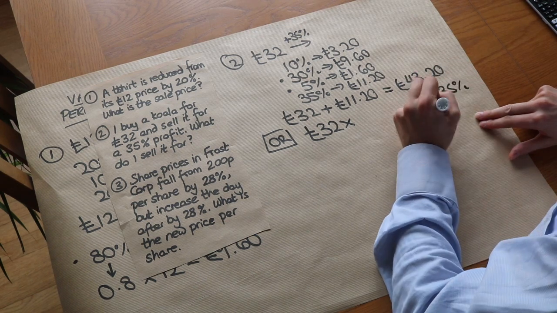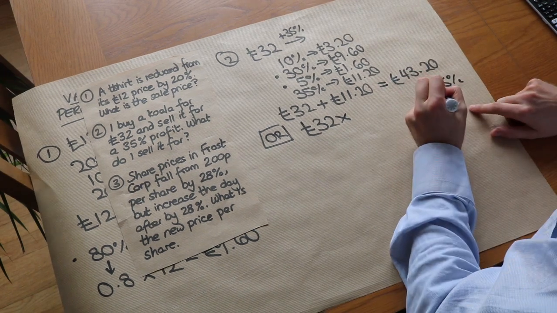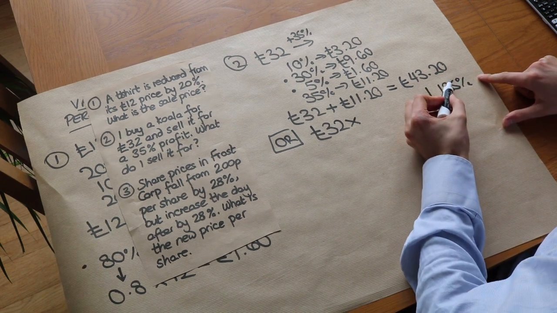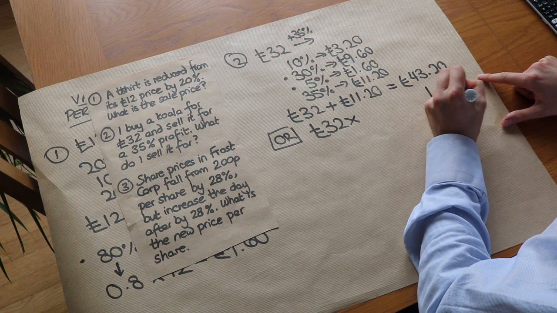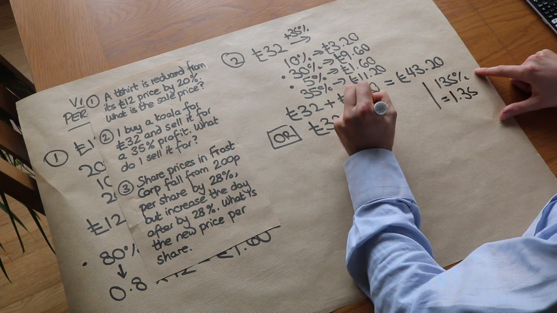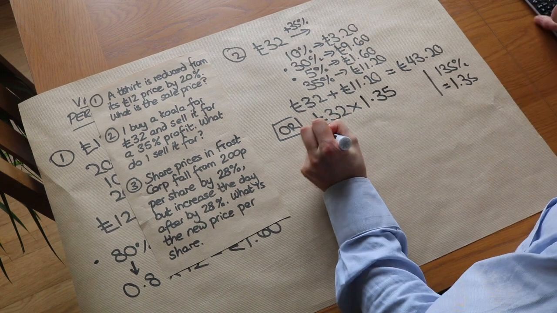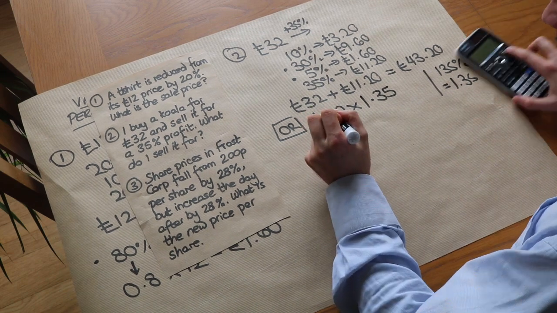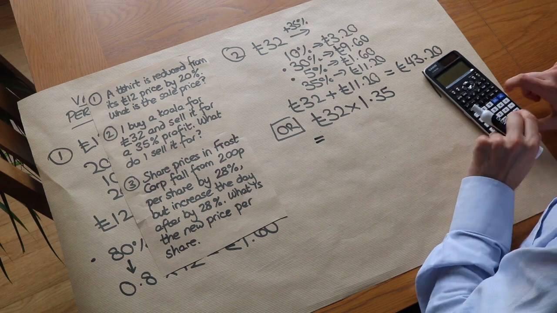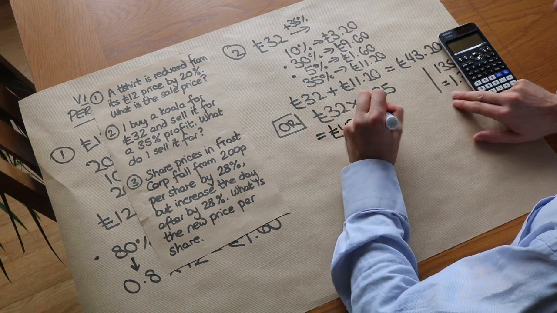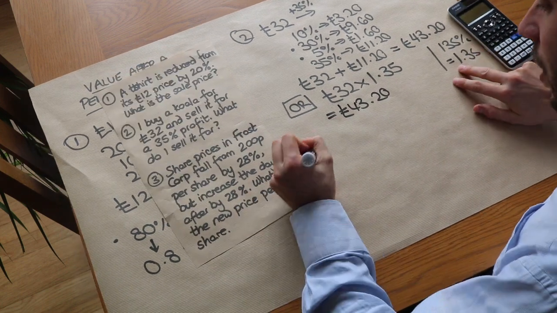135% as a decimal is what? Well, we divide it by 100 to convert percentage to a decimal, move the decimal point twice, it's 1.35. So we can just times it by 1.35 to increase it by 35%. And if we do that in our calculator, let's just check we get the same amount. Indeed, we get £43.20 again.